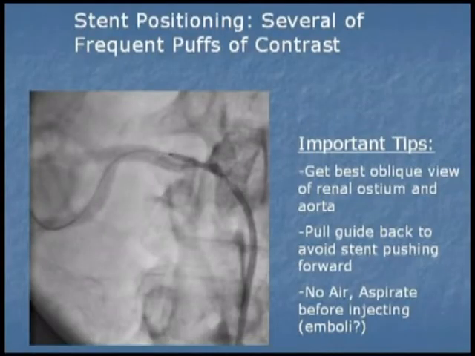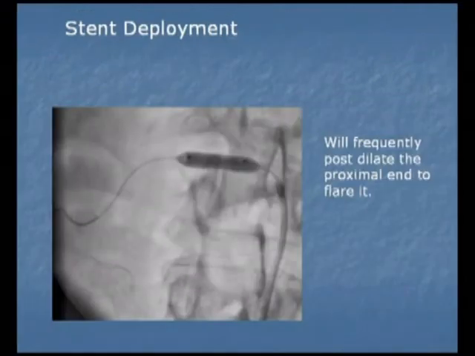Next, we'll advance the stent using a primary stent technique. A few hints that we look for carefully: first of all, we try to get the best oblique view of the renal ostium off the aorta. We'll gently pull the guiding catheter back to expose the stent, being careful not to push the stent forward, with as minimal manipulations as possible. And finally, no air, making sure we aspirate so that potential emboli that might be in the guiding catheter are removed carefully. Next, we'll inflate the balloon, and then we'll oftentimes go to the proximal end and dilate it in order to have it flare slightly in the aorta.